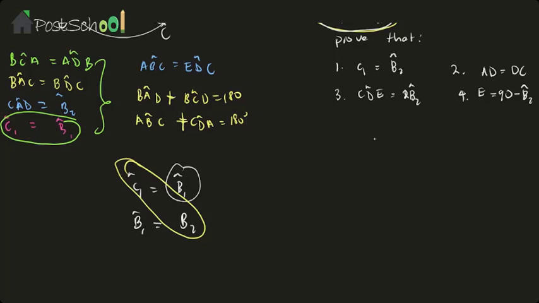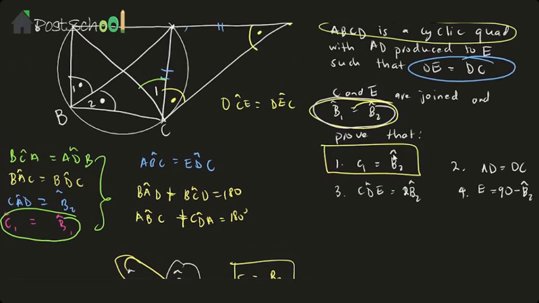Alright, so that's how you will prove that they are equal. C1 is equal to B2. So that's how you'll solve this part of the question. You can see that being able to see this, and using what you are given, helps you to solve the question.